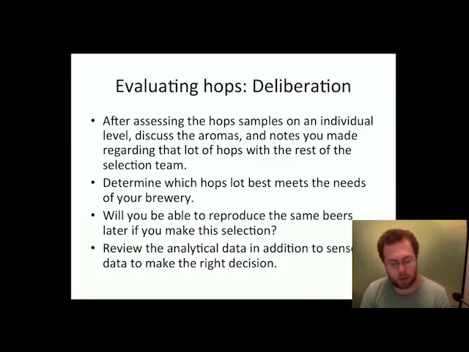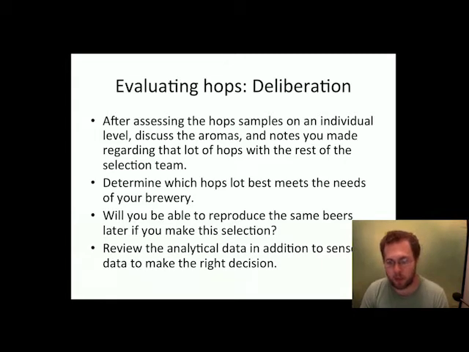And so you can review the analytical data, and it can help to get some analytical data in addition to your sensory data so you can make the right decision. So does this lot have the alpha acid level that it should? Is it low? Is it higher? What is it saying that it has in it? If it has a lot of myrcene and you don't want a lot of myrcene, then it might be fine because a lot of that might go away when you boil it.